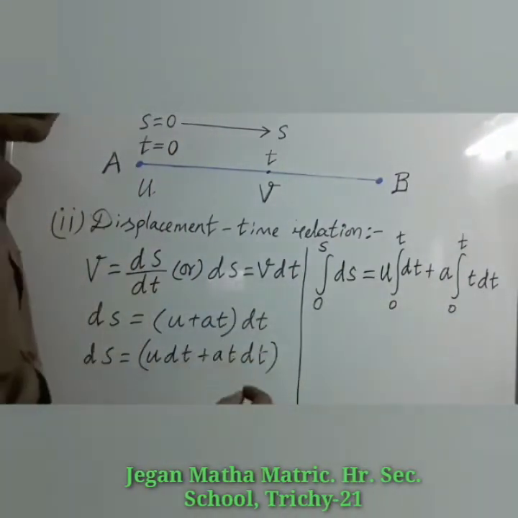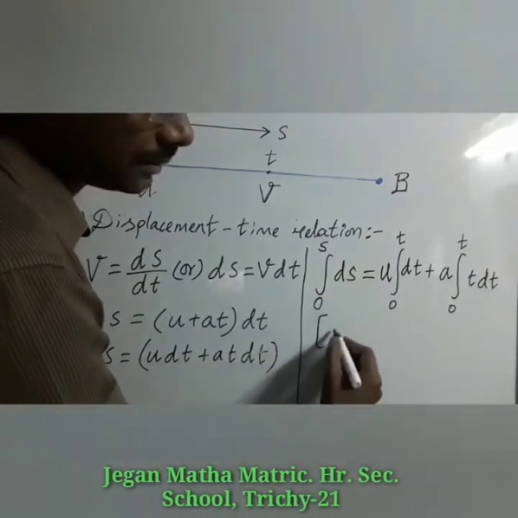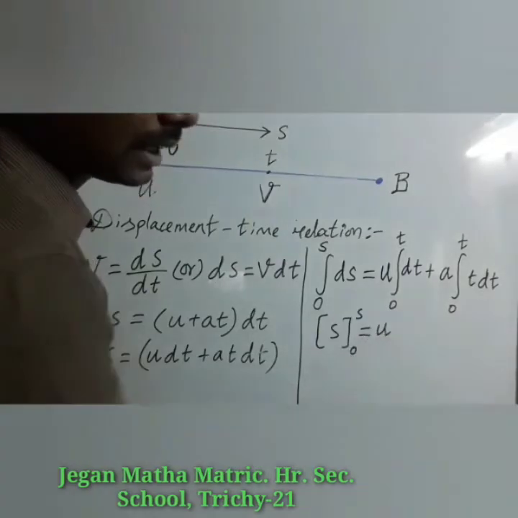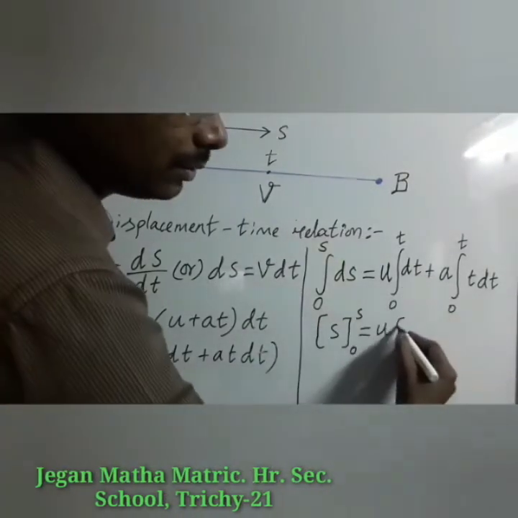Here you are going to integrate ds. And what is the value? Yes, s. Next step, we are going to apply the upper limit and the lower limit. u as it is, I am going to integrate the dt. Then what will be the value? t.